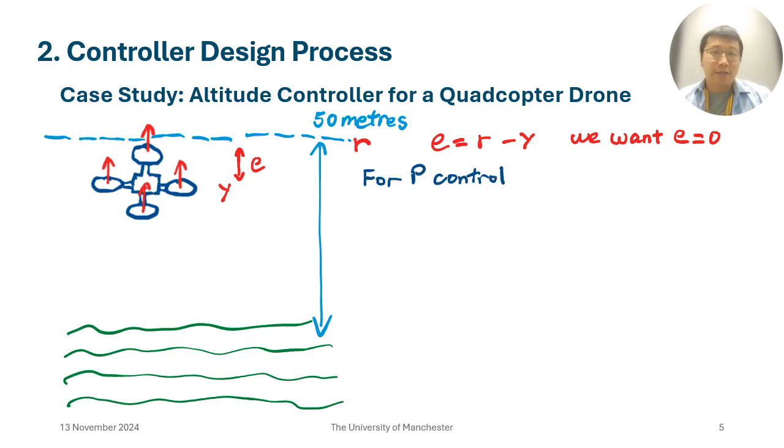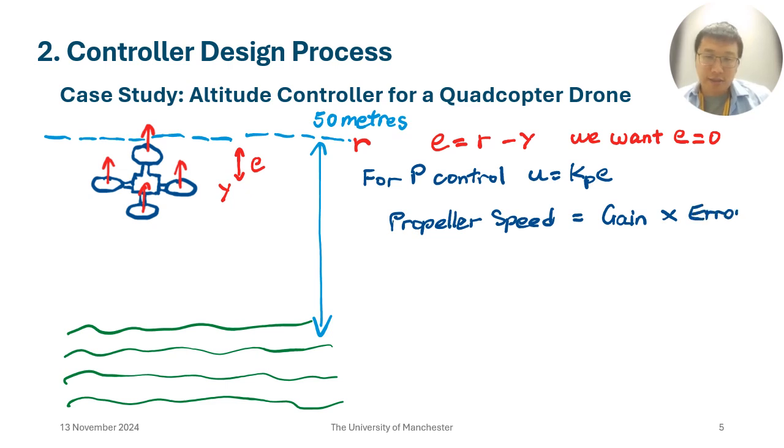So we can start by looking at the PID control term by term. For the P control, the P component, we can write it down as U equals KP times E. U is the control propeller speed, the control input. KP is the gain, and E is the error.